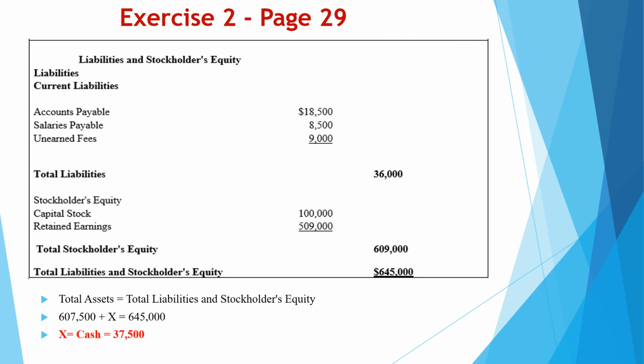We know that the total assets equal total liabilities plus stockholders' equity. However, the total assets equal 607,500 plus X, and the total liabilities and stockholders' equity equal 645,000. So we put the following: 607,500 plus X equals 645,000, and we make the calculations to find X equal 37,500, which is the amount of the cash account.